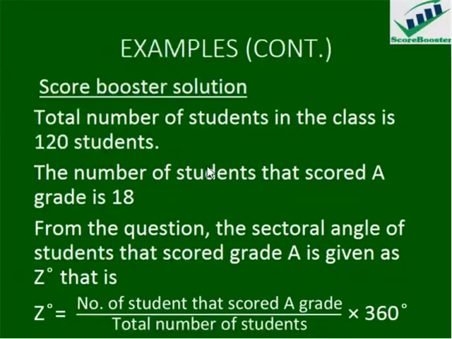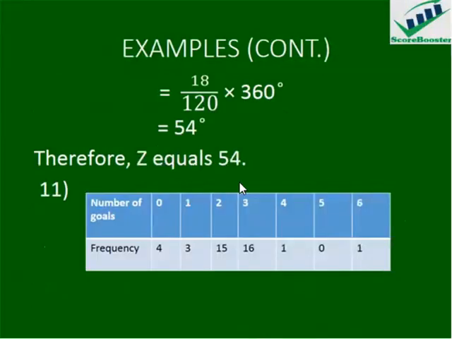And from the question, the number of students that scored A grade is 18. The total number of students is 120, multiplied by 360 degrees. So we should evaluate this. We have 54 degrees. Since we have to find the value of Z alone, not Z degrees, the value of Z equals 54. We are talking about Z alone, not Z degrees. So therefore, Z equals 54. And that solves the question.